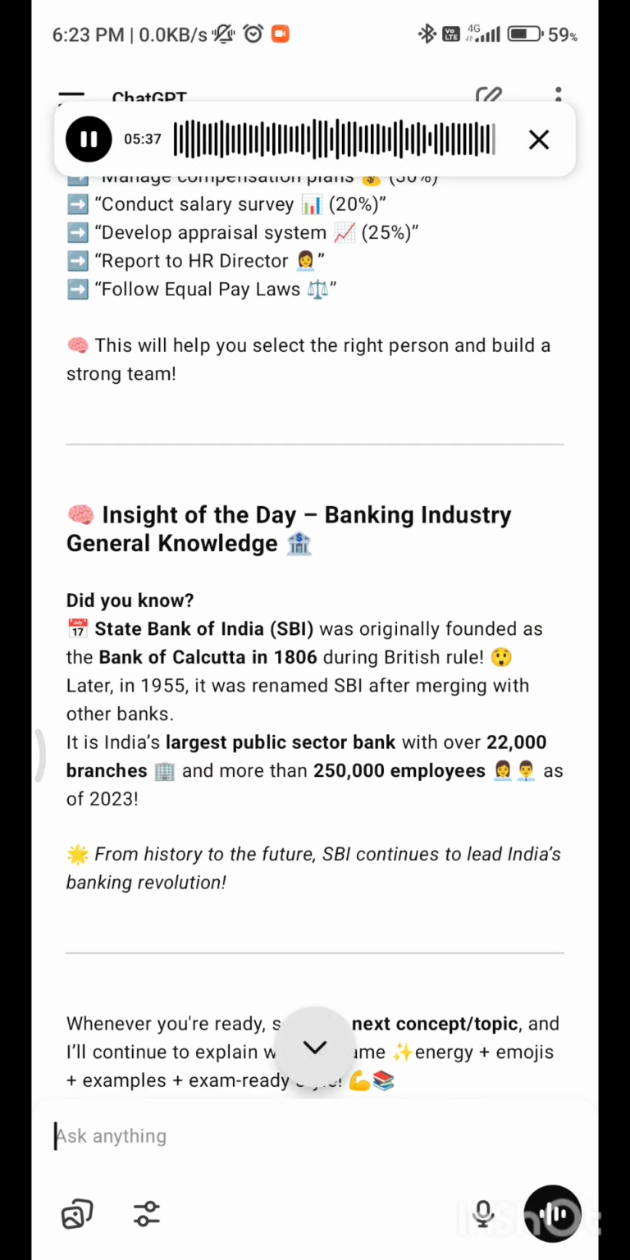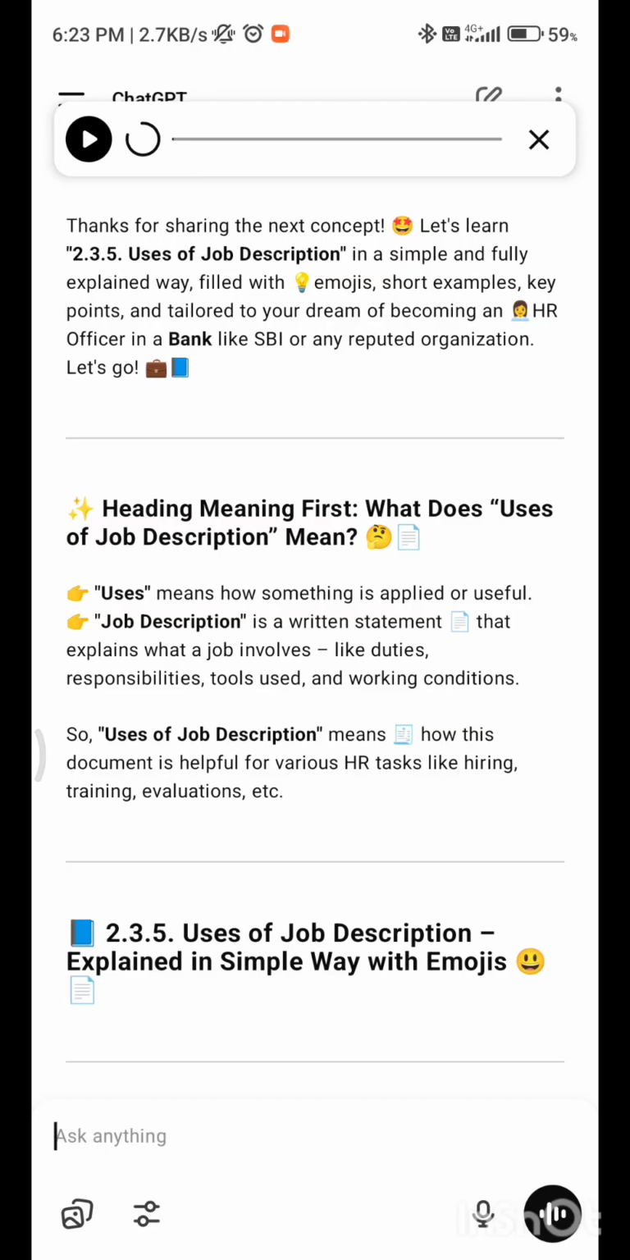Whenever you're ready, send the next concept. Thanks for sharing the next concept. Let's learn 2.3.5, uses of job description, in a simple and fully explained way filled with emojis, short examples, key points, and tailored to your dream of becoming an HR officer in a bank like SBI or any reputed organization. Let's go.